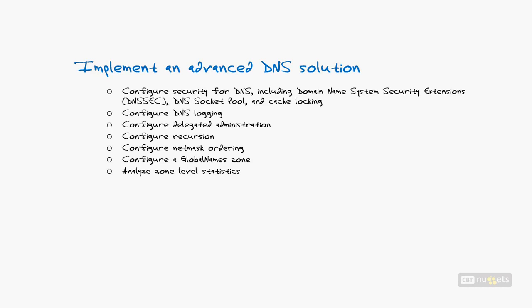Well, what have we talked about this nugget? We have talked about turning your basic, uninteresting, uninspired DNS solution into one that was advanced. Talked about the security settings, DNSSEC, changing socket pools, changing cache locking. Talked about logging and delegated administration, where you should disable recursion only on those external servers, why netmask ordering can be useful when I start doing load balancing and round robin of different servers, where a global names zone can come in handy with WINS servers, and then also a couple of the commands that you should be aware of for analyzing those zone level statistics.